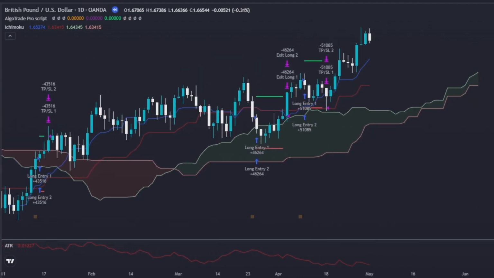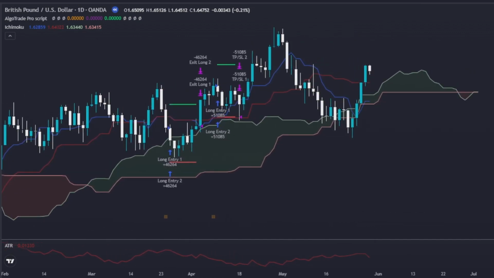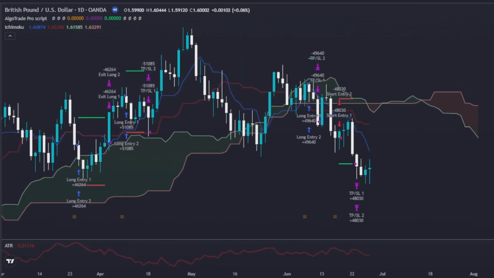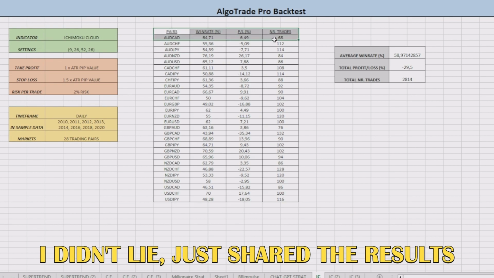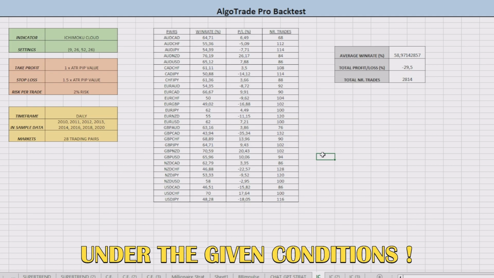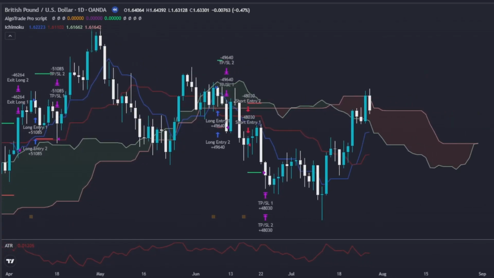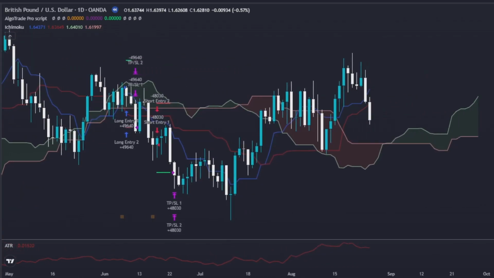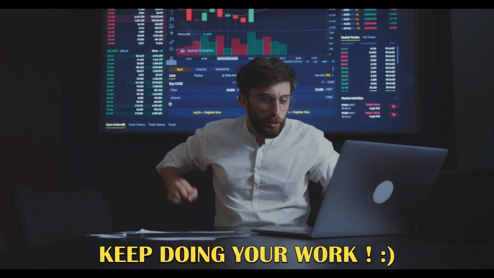And for those who are successful using the Ichimoku Cloud, you don't need to be angry with me. I didn't lie and just shared the real results of this indicator under the given conditions. You can know something that I don't know and therefore succeed. So keep doing your work.